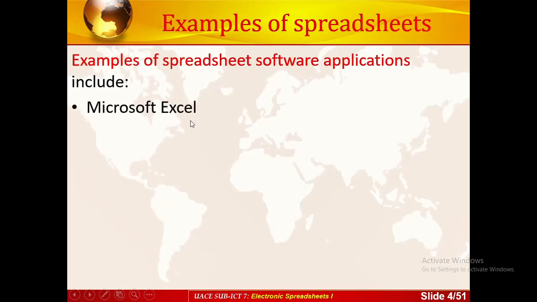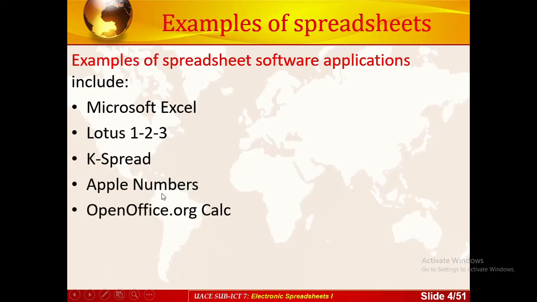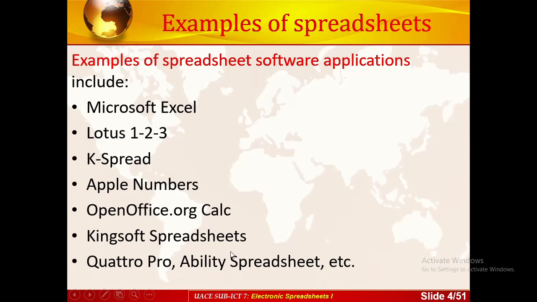Examples: we can look at Microsoft Excel, Lotus 123, Case spreadsheet, Apple Numbers, OpenOffice.org, Kingsoft Spreadsheets, Quattro Pro spreadsheets, and so many others. But mainly we're going to focus on Microsoft Excel, which is the current application program that is commonly used as one of the examples.